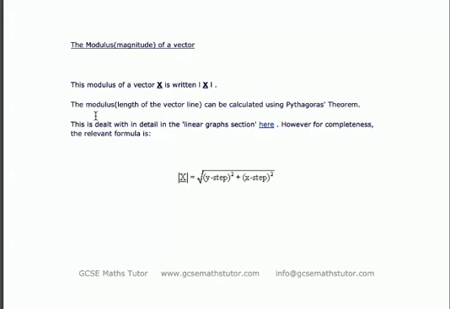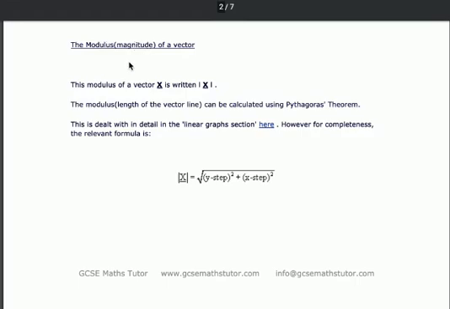Now, we said that a vector has magnitude and direction. The magnitude can sometimes be referred to as modulus, which we have said is shown by these two lines. So the modulus of a vector x is written like this, with the two lines showing the modulus of the vector.